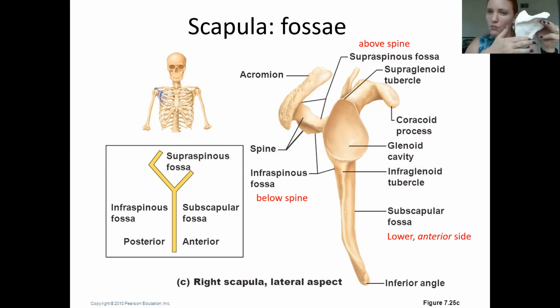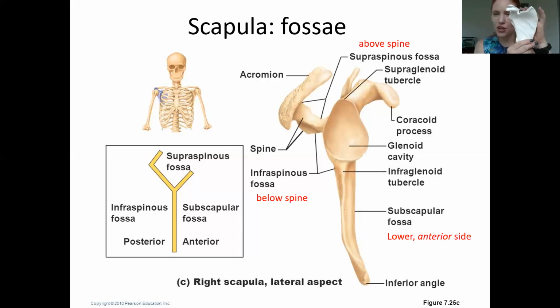Okay, so this whole depression is one depression. So here's the supraspinatus fossa above the spine, and this one, this whole one down here, that would be the infraspinatus fossa. So again, the depression below the spine. So supraspinatus fossa and infraspinatus fossa, both of them are on the posterior, the back side of the scapula.